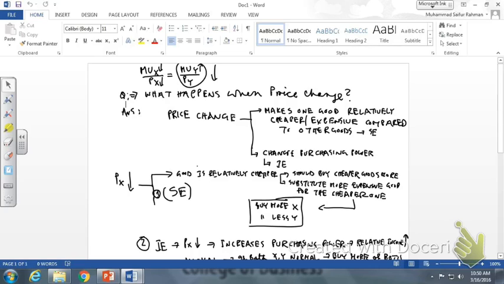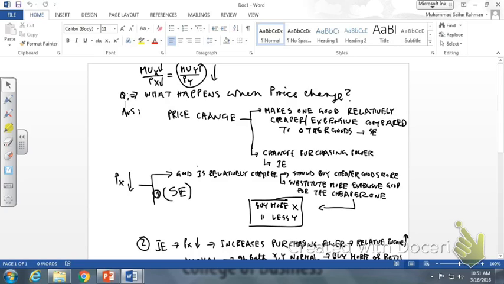First of all, when price changes, it makes one good relatively less expensive or more expensive than the other goods that are in that bundle. Let me repeat that statement again. Imagine our consumer is trying to buy a bundle of goods. The prices are not the same. In that bundle, suddenly the price of one of the goods goes down. Then economics argues that the good for which the price has gone down has become relatively cheaper compared to the other goods.